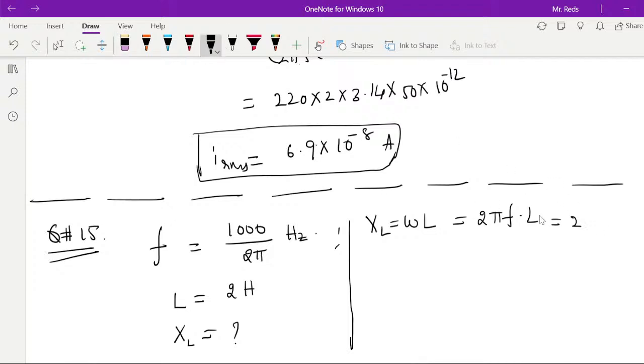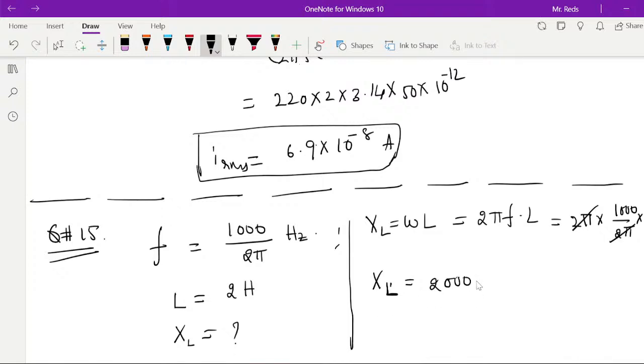For simplified calculations, as f is given in terms of 1000 by 2 pi, don't substitute pi, keep pi as it is. 2 pi into f is 1000 by 2 pi, into L is 2 Henry. Here 2 pi gets cancelled. So simple. 1000 into 2 is your XL. So that implies XL, that is inductive reactance, is equal to 2000.